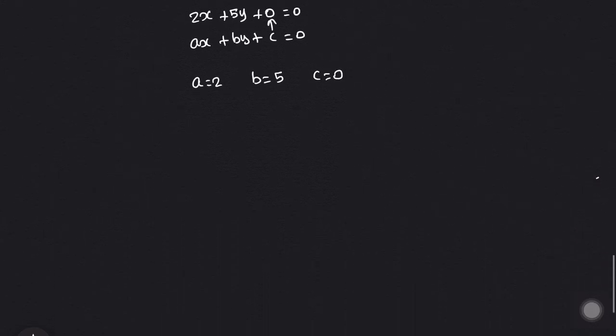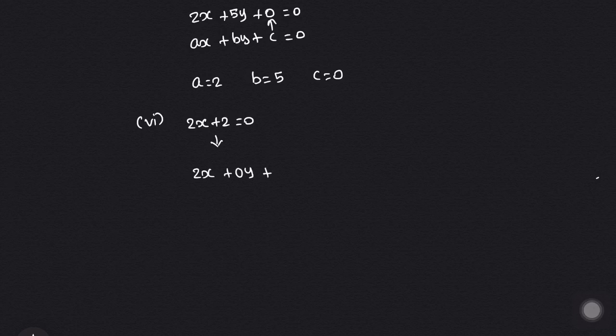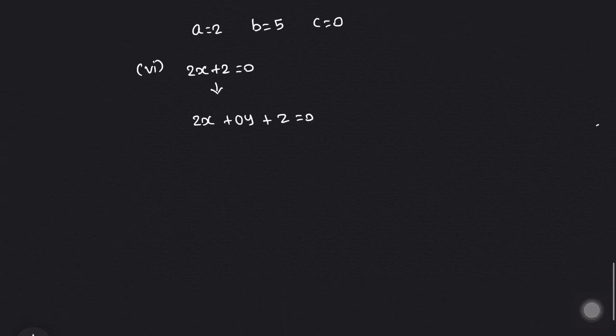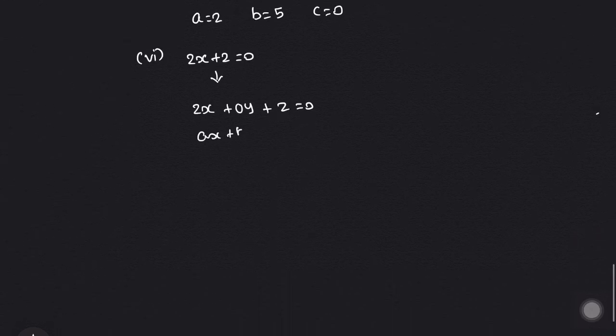Then question number 6: 2x + 2 = 0. Comparing, there is no y term, so we replace it with 2x + 0y + 2 = 0. Now comparing to the general equation, the value of a = 2, b = 0, and c = 2.